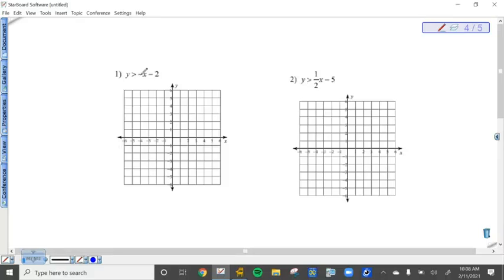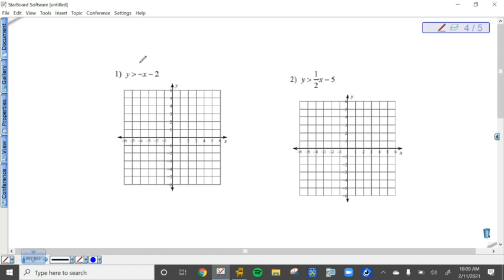greater than negative x minus 2. What's my first step? What is my first step? You have it written down in front of you. What's my first step to graphing an inequality? What does it say?